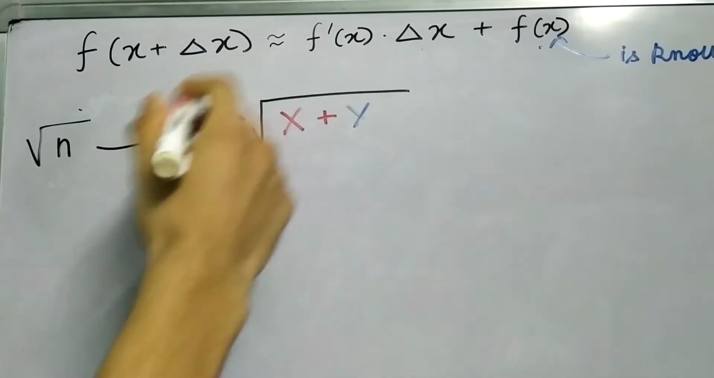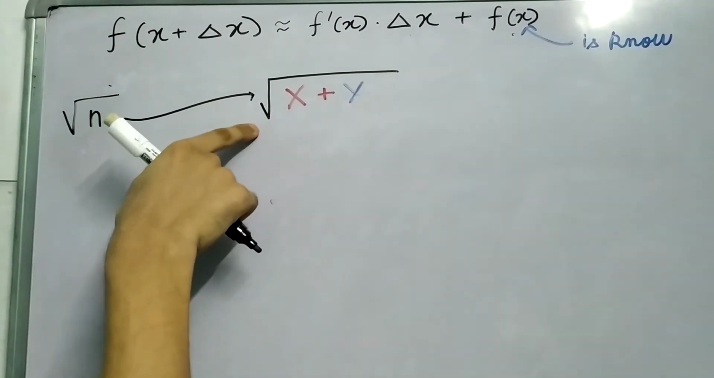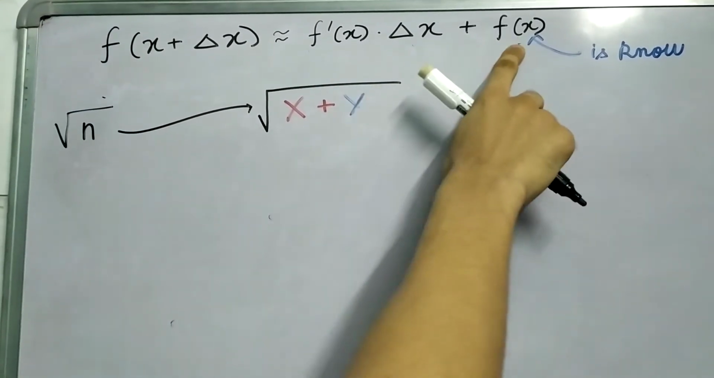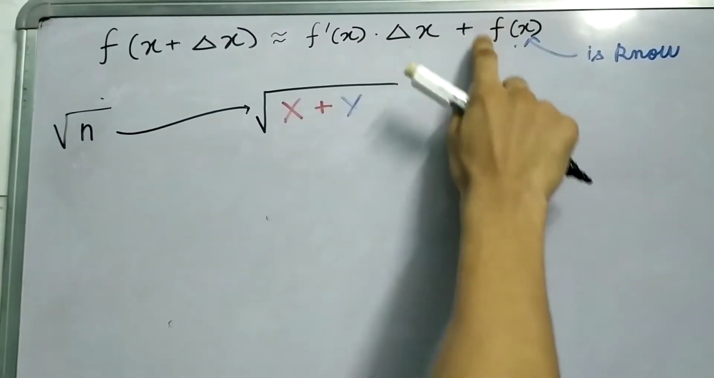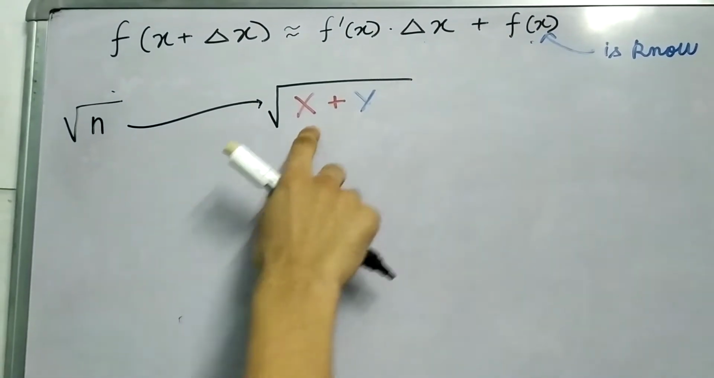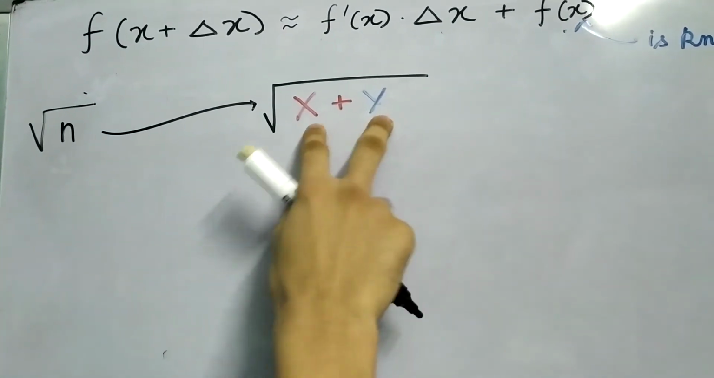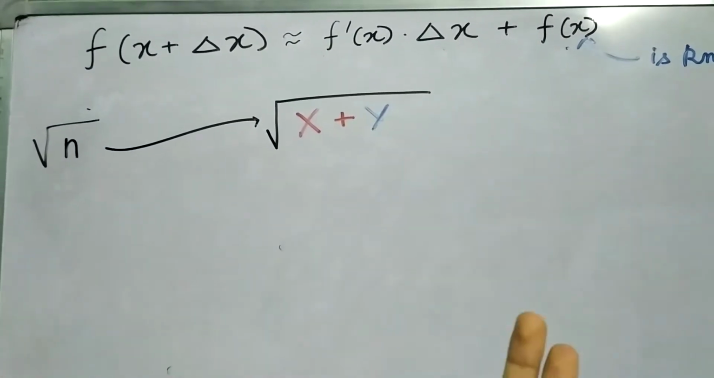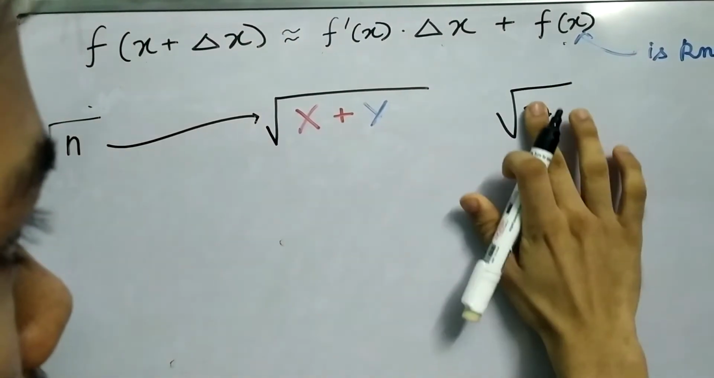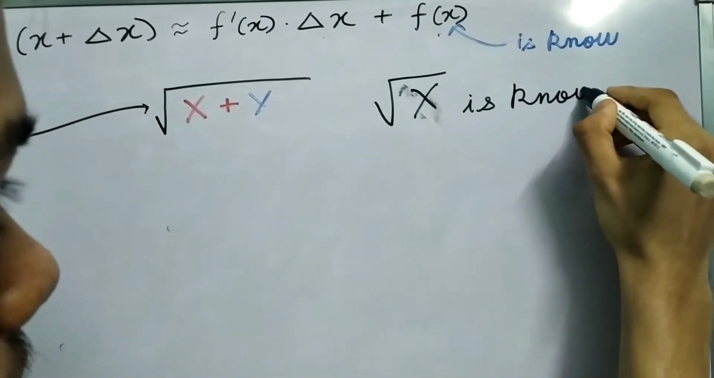So where did this motivation come from? Well, our function in this case is a square root function, so f of x is root x. To approximate this, we should know the value at one point, and that's what our condition is. We know the square root of at least capital X or capital Y. So let's say we know root X. Capital X is known to us.